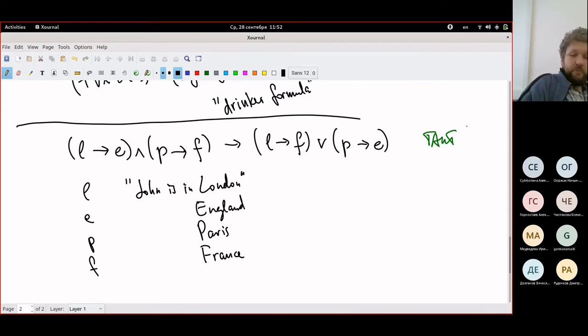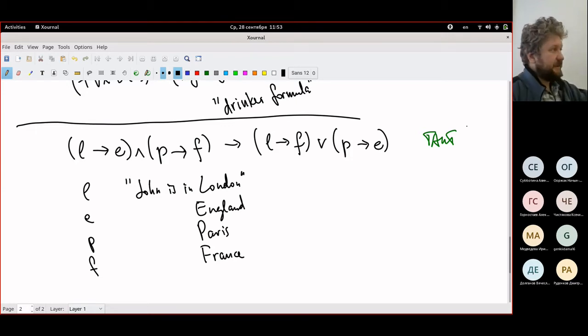And why is it so? Well, because we do not take care of, say, what they call possible worlds, of other possibilities. So there is only one John, and he is either in England or in France. And therefore, just one of these, or he's either in London or in Paris, or maybe nowhere, maybe somewhere else, I don't know, in Moscow. And then one of these premises is just always false. And this makes it fail.